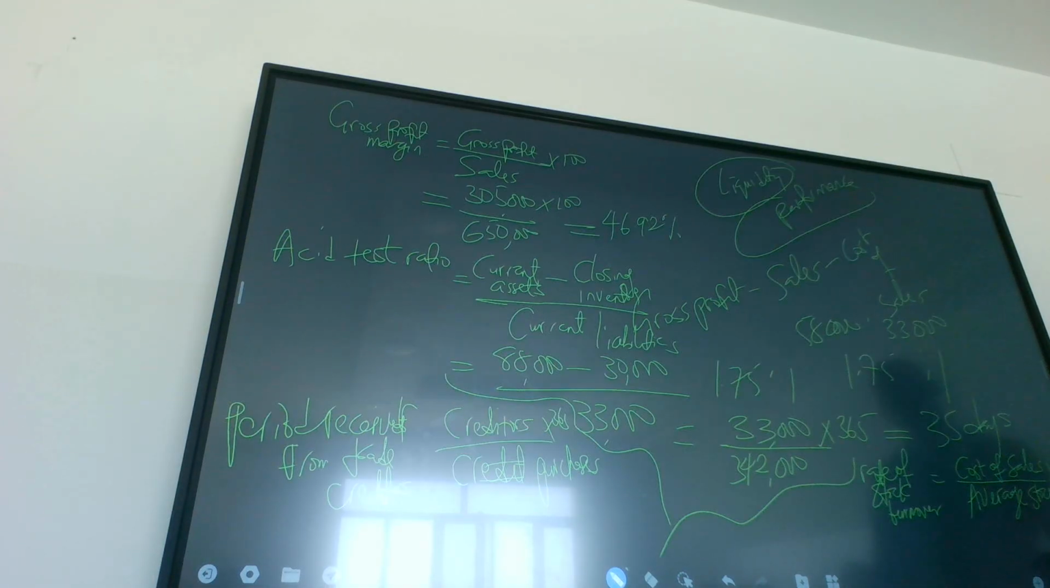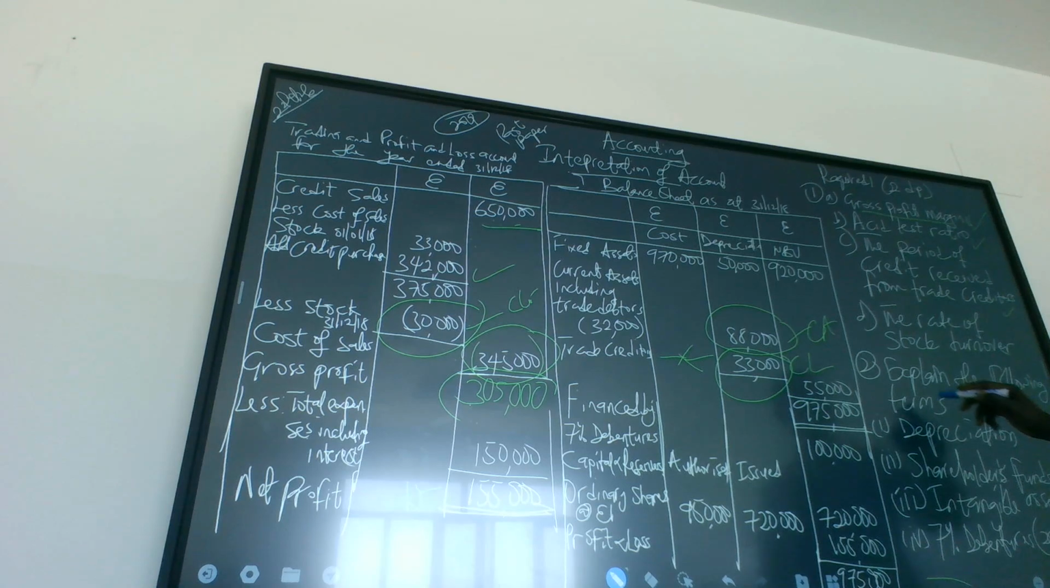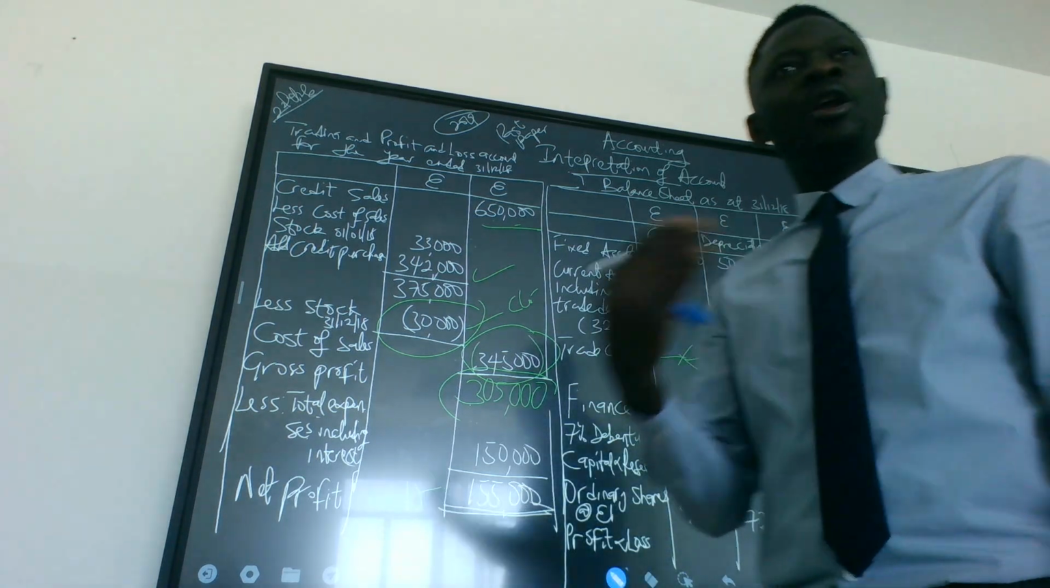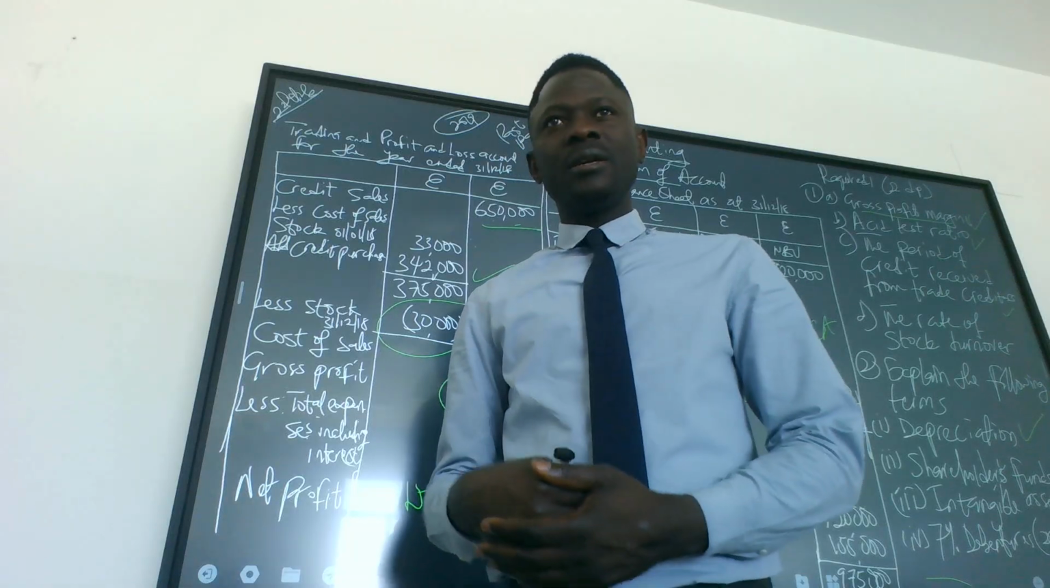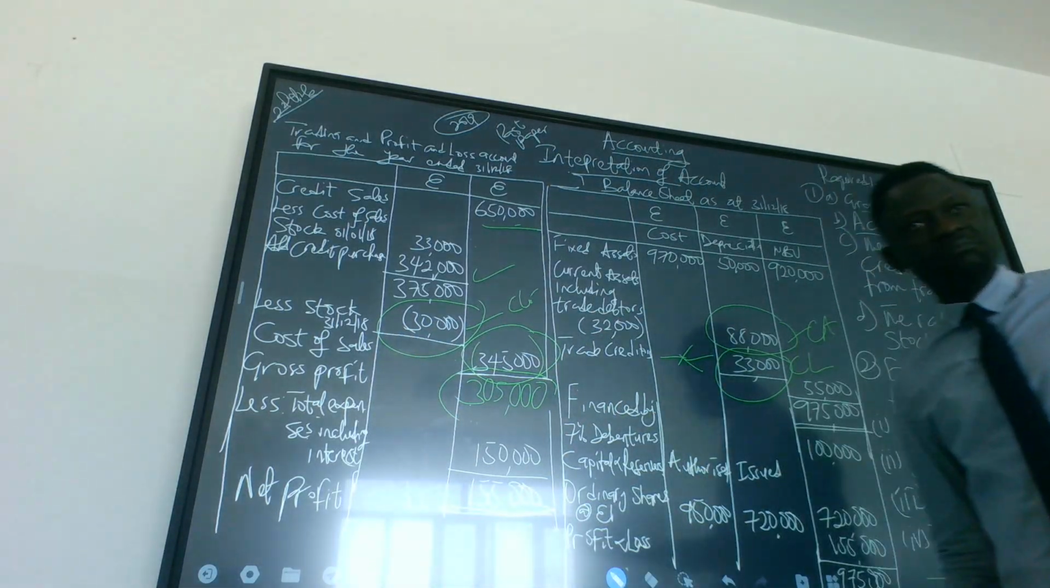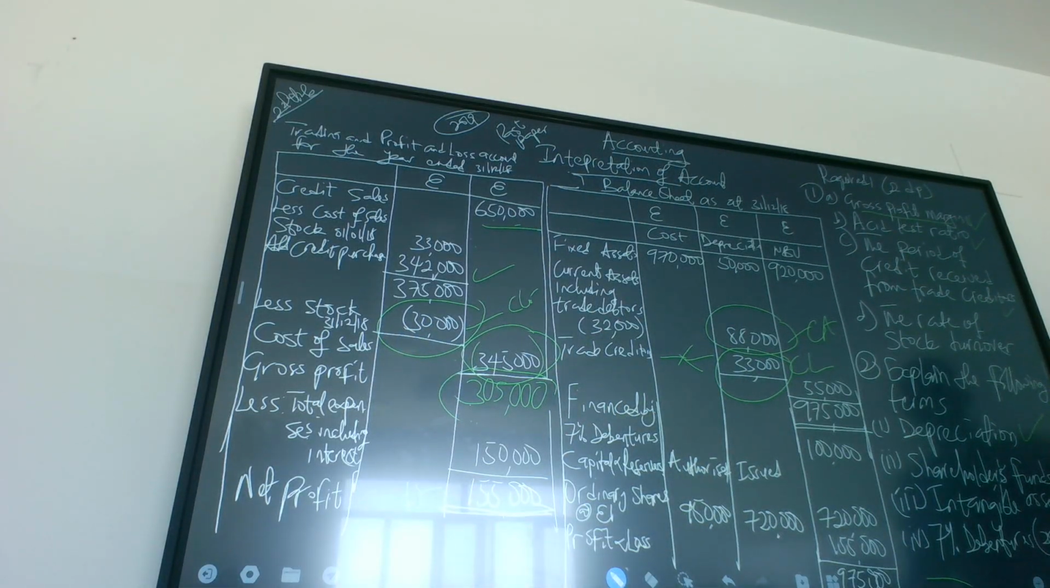The next question. Explain the following terms. Depreciation. What is depreciation? Depreciation is a value loss of assets due to wear and tear. Yeah, that's about depreciation.